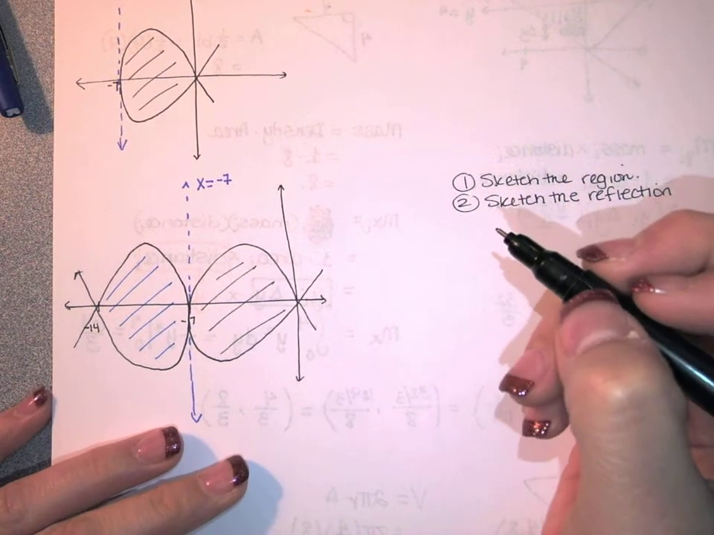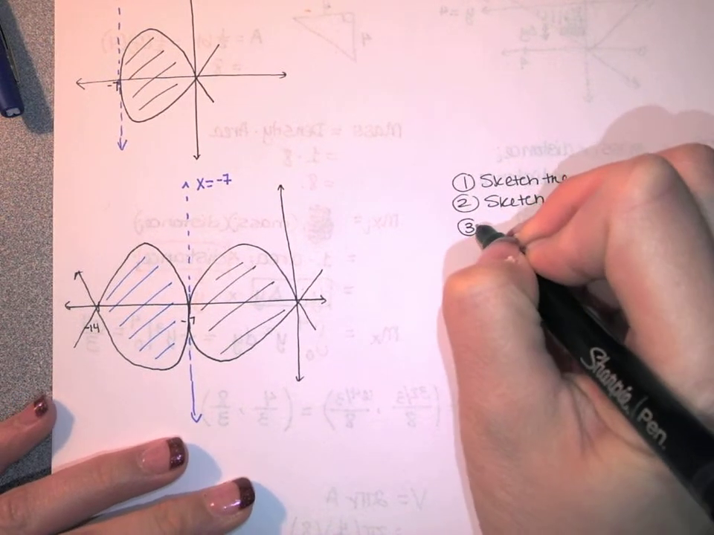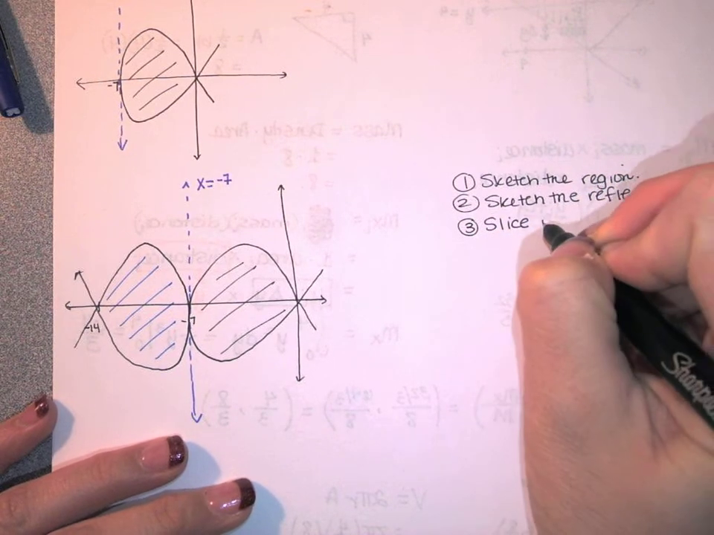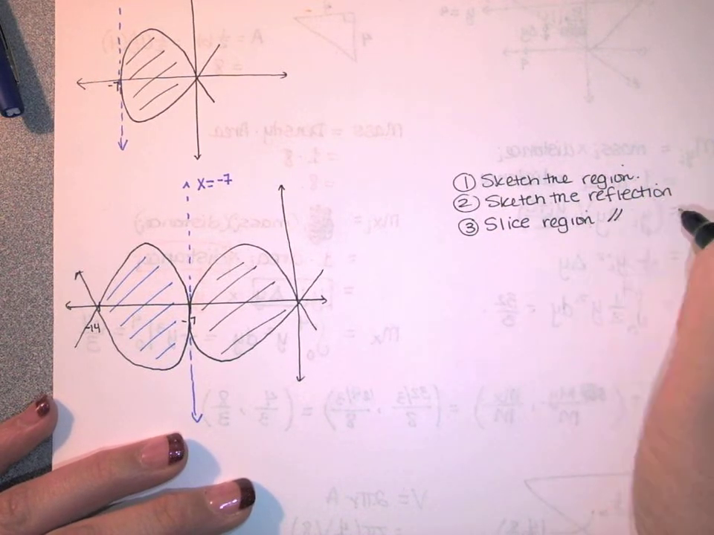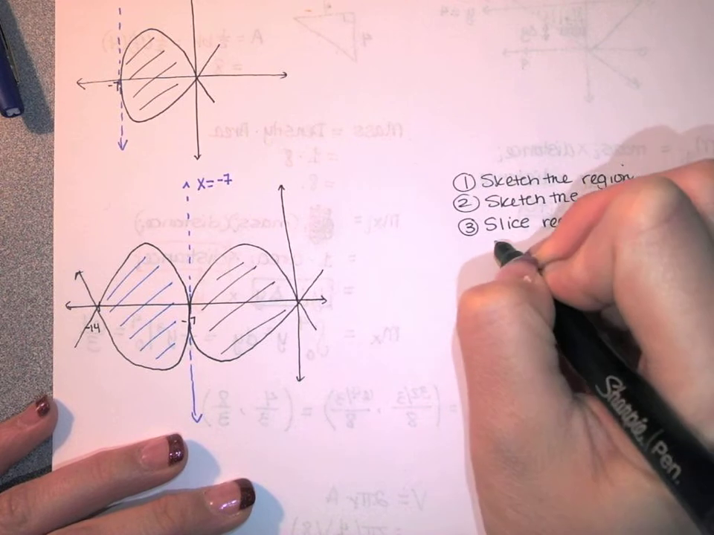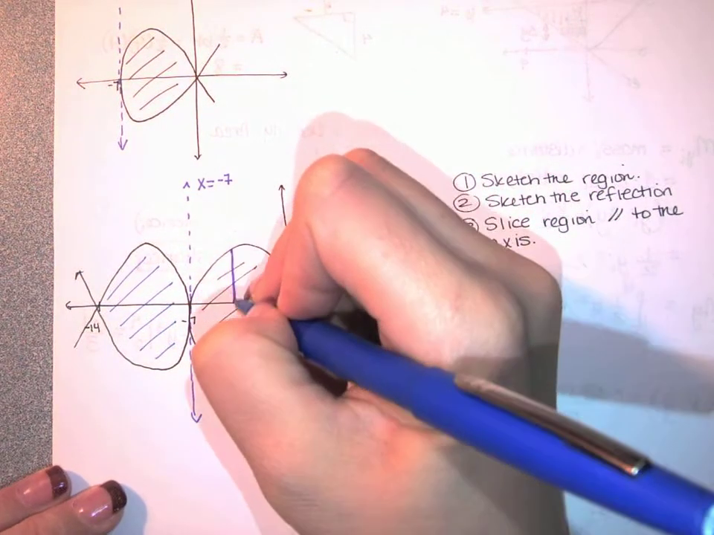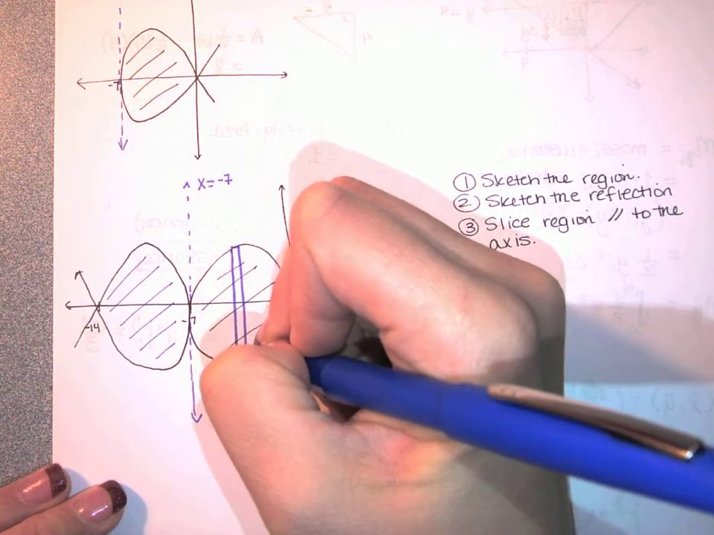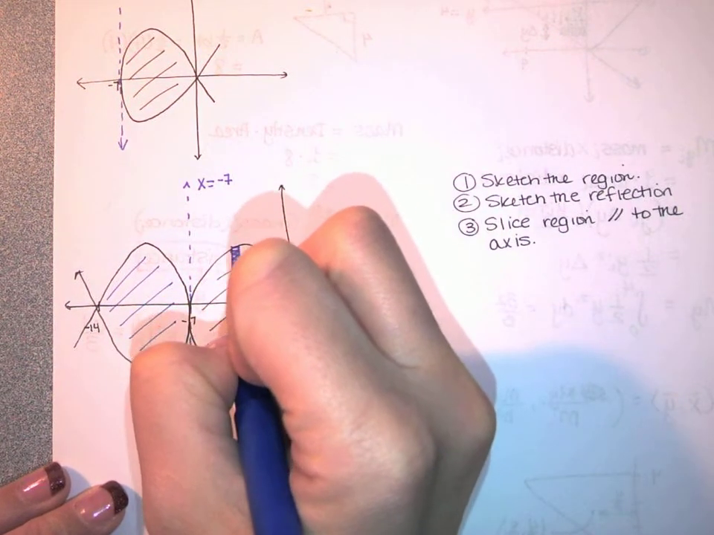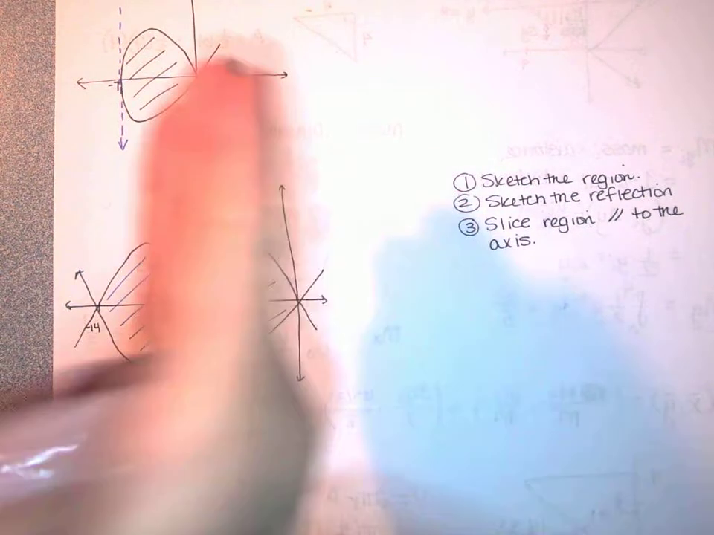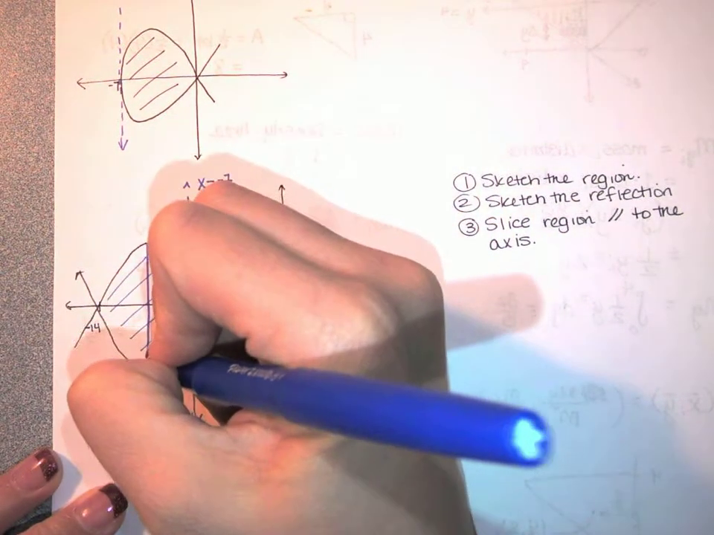Now, because we are in the cylindrical shell section, we're going to slice the original region parallel to the axis. And the axis was given to us. It was that x equals negative 7. So when I slice parallel to the axis, it would be better if there was a little bit more symmetry in my picture. I'm going to see a slice like this. Since my axis was vertical, my slice is going to be vertical. And then when that gets reflected, I'm going to see the same image over here.